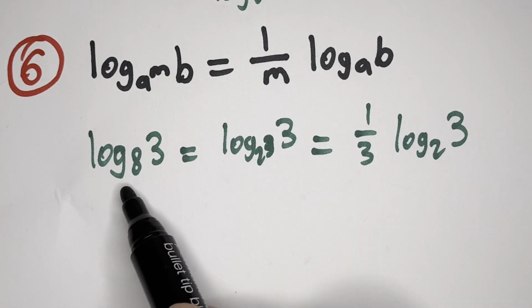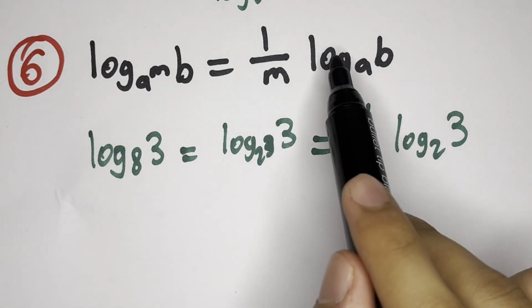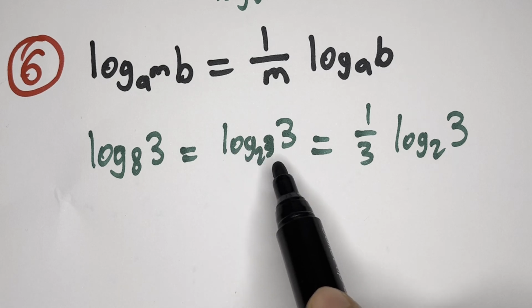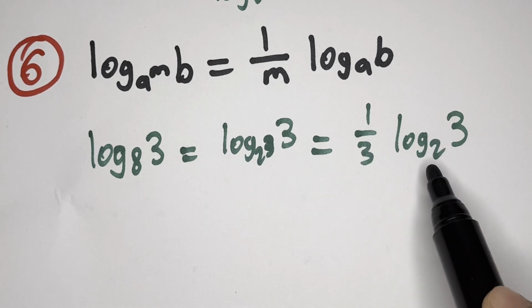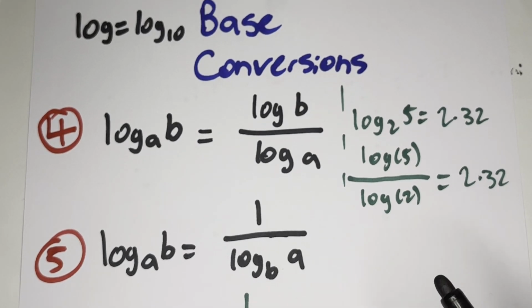If you have log base 8 of 3, 8 can be written as 2 cubed, and by this rule, take the reciprocal and write 1 over 3 log base 2 of 3. Using the logarithm laws and the base conversions is absolutely essential in covering all logarithm questions, from the most basic to the most difficult. I highly encourage you to rewind the video if required and look over all of the different laws until you fully understand them and have fully memorized them as well.